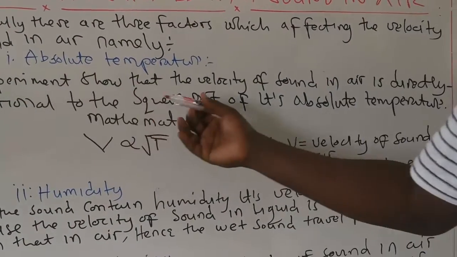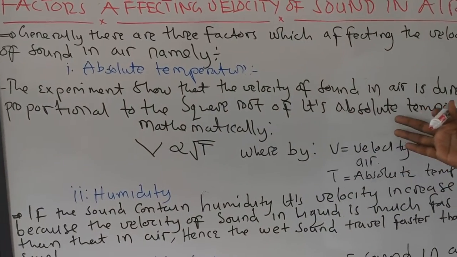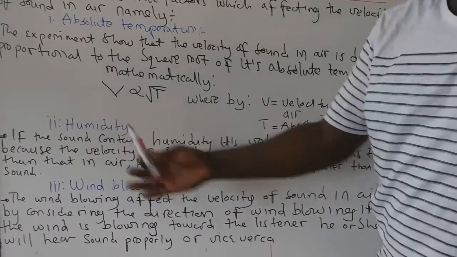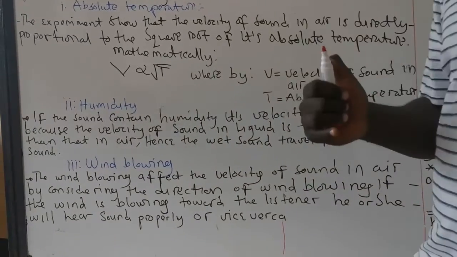Absolute temperature, the experiment show that the velocity of sound in air is directly proportional to the square root of its absolute temperature, kama ambavyo tumeona pale. Hence the second one is humidity. Humidity nayo ina affect velocity of sound in air.